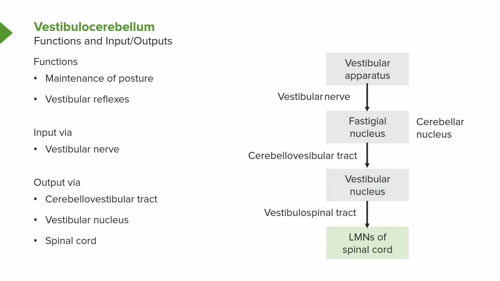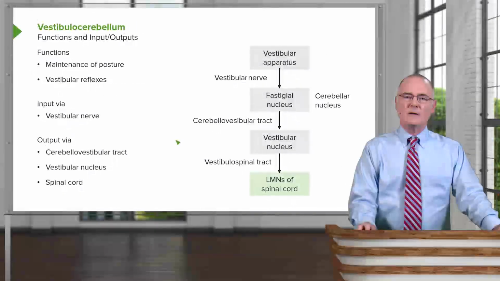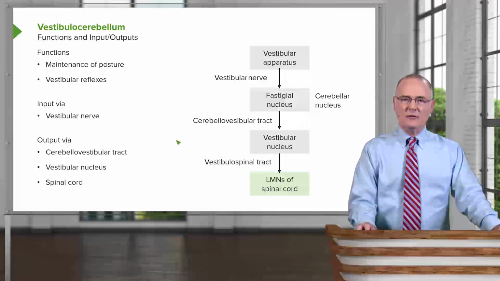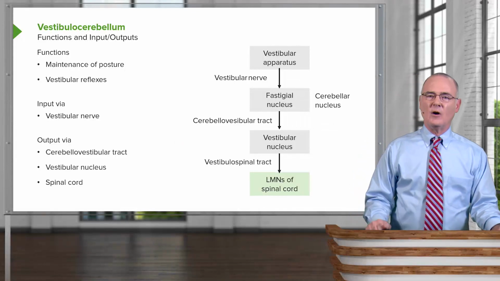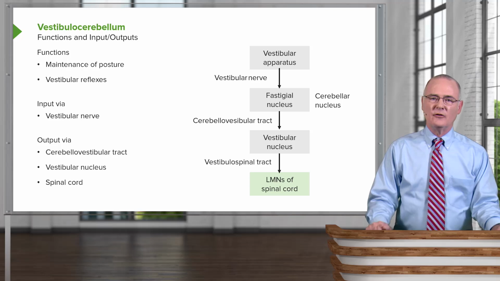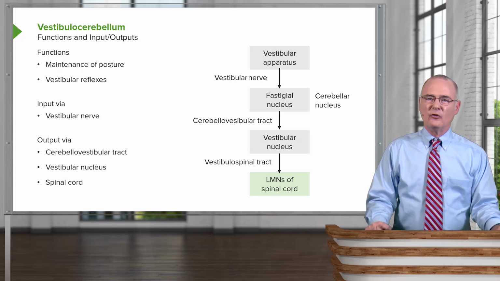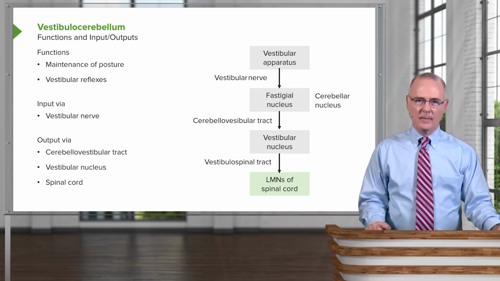and then as a result, the vestibulospinal tract is activated, and so you have control then of the muscles that are going to help maintain your posture. And so this then will activate the lower motor neurons at the appropriate levels of the spinal cord.